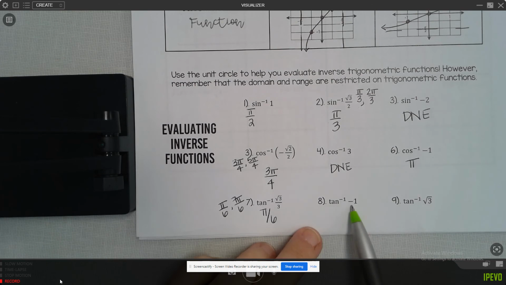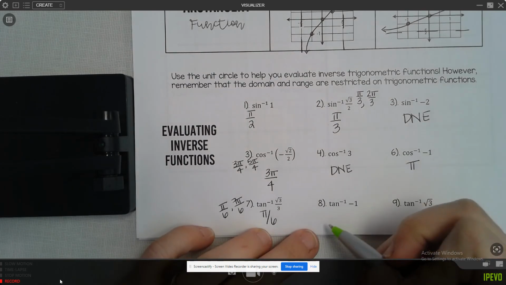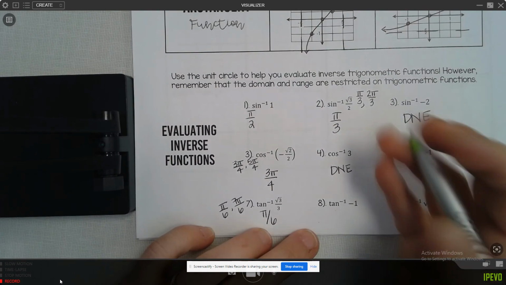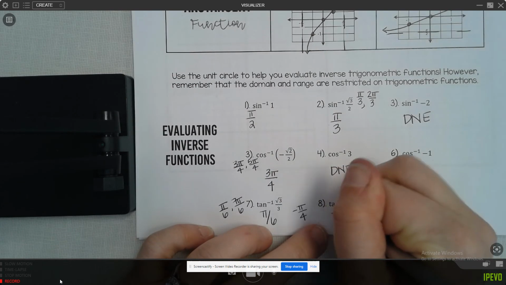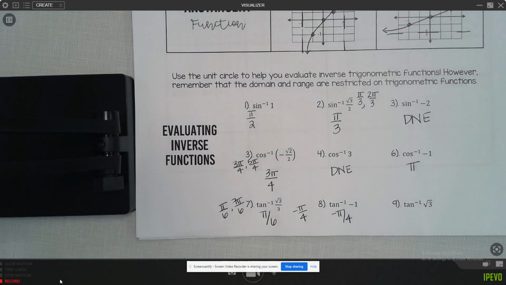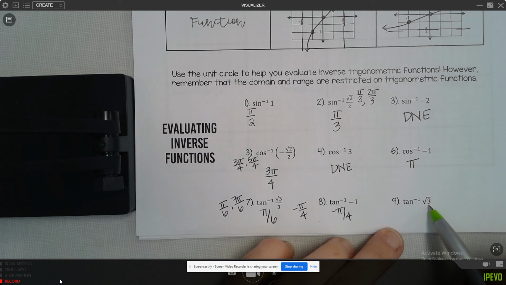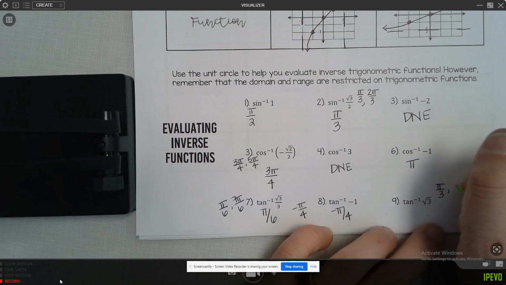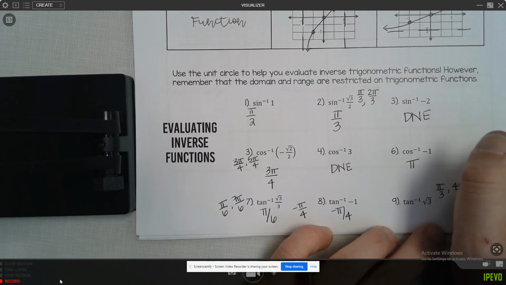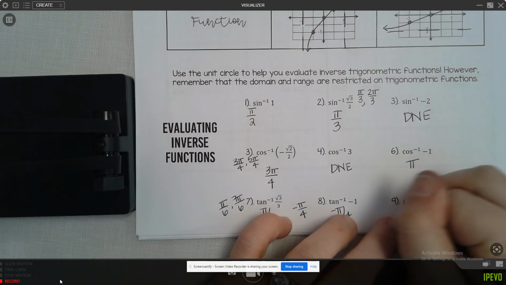Inverse tangent of negative 1. Remember, we're going negative 1, 0, and 1. So it's negative pi over 4, and that's in quadrant 4. We don't have a quadrant 1 angle. Inverse tangent of radical 3. It equals radical 3 at pi over 3 and at 4 pi over 3. But I need my first quadrant angle, so that is pi over 3.